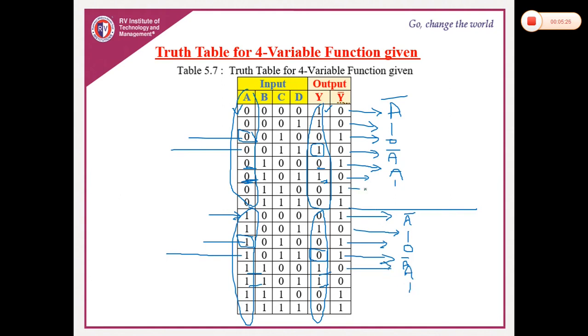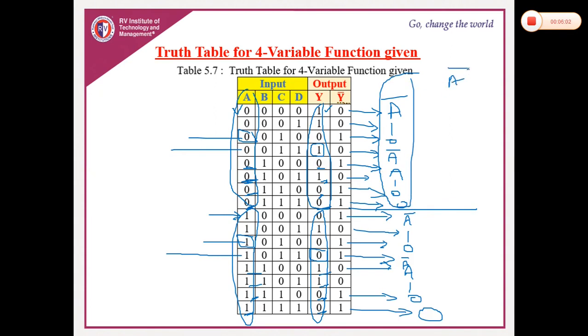Then next combination. Whenever A is 0, you are getting 0 at the Y output. Whenever input is 1, still you are getting 0. So irrespective of the A input, you are always getting 0 output. Last combination. Whenever input A is 0, you are getting output 0. Whenever input A is 1, you are getting 0. You are always getting 0. So this is what you are supposed to remember.